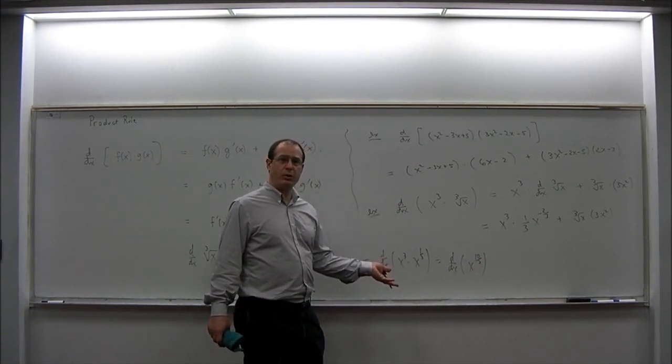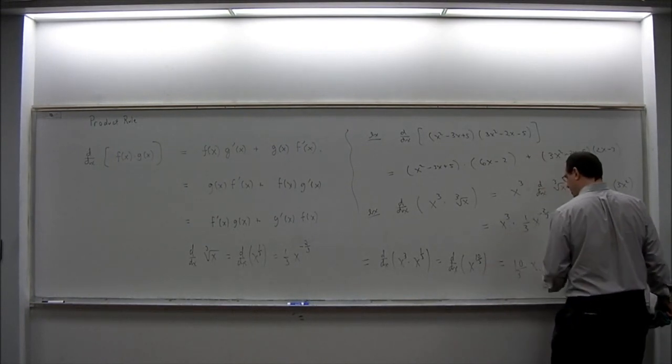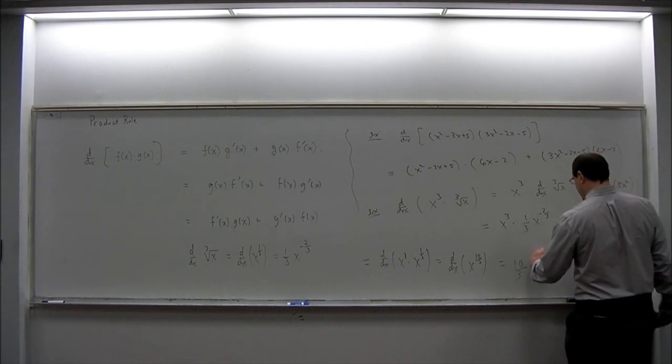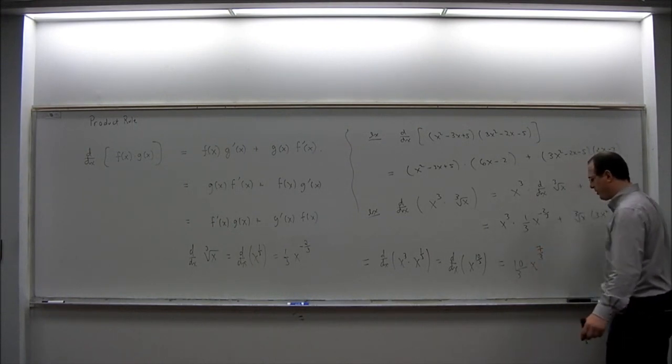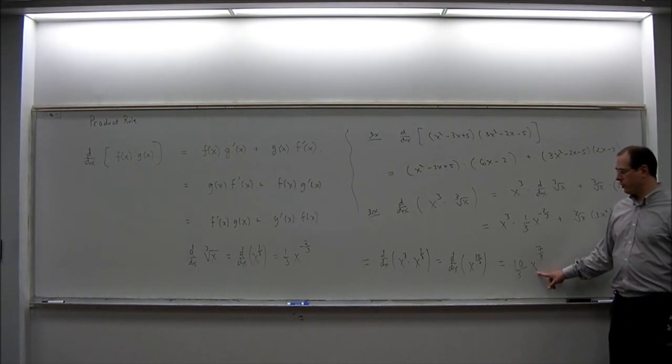So we can just use the power rule. 10/3 x to the, subtract 1, subtract 3/3, so x to the 7/3. 10/3 x to the 7/3. There's a nice form for the derivative.